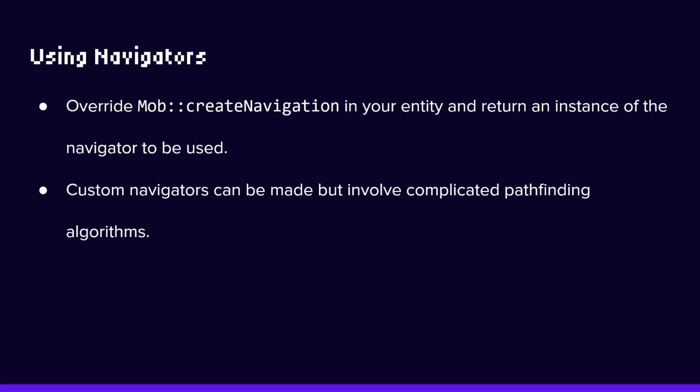So to use a navigator or change the type of navigator from ground, which is usually what you're doing, you can override createNavigation and then just return a new instance of the navigator. That's it. And you can also make custom ones, but that involves a lot of pathfinding algorithms. So if you want to figure that out, go for it, but I'm not going to go into that.